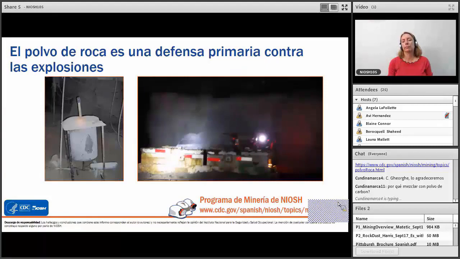Cundinamarca 11 asks, why do you mix it with coal dust? We don't necessarily mix it with coal dust, but if you only have a very thin layer of rock dust, you can scour the rock dust and not have enough of it to inert the coal dust.